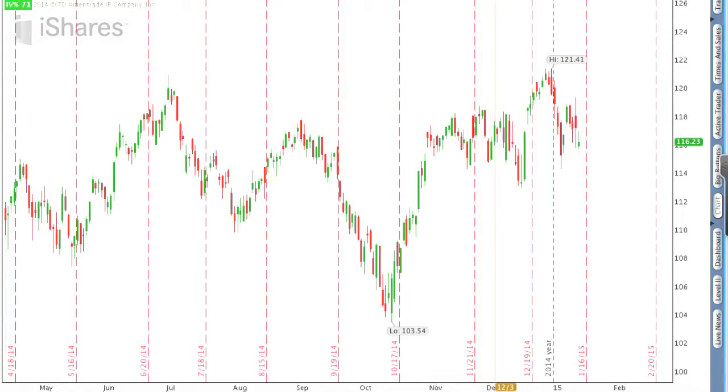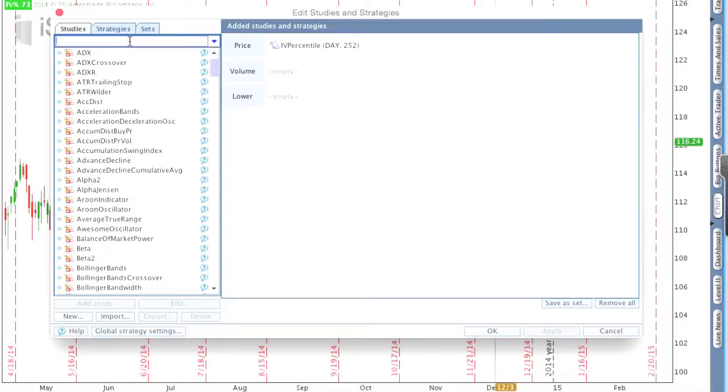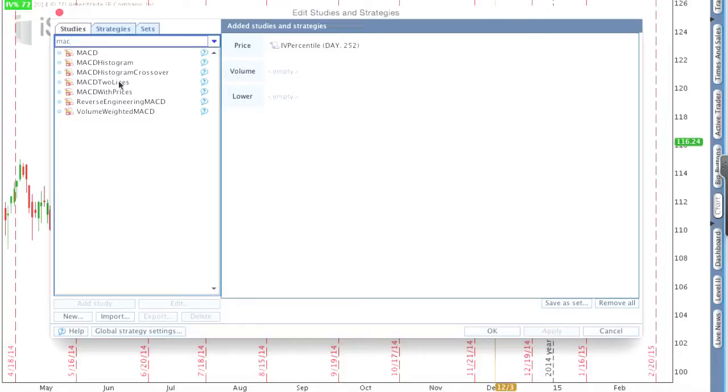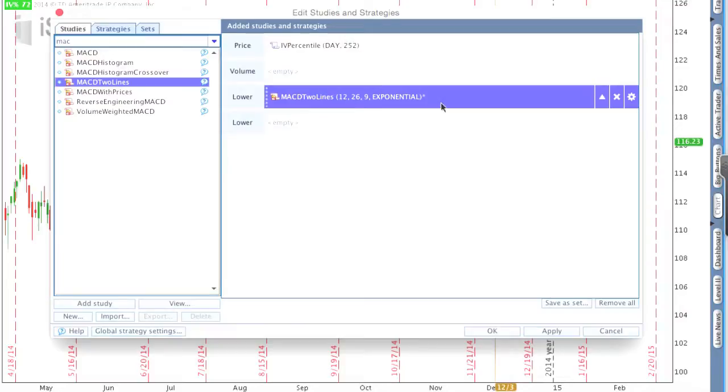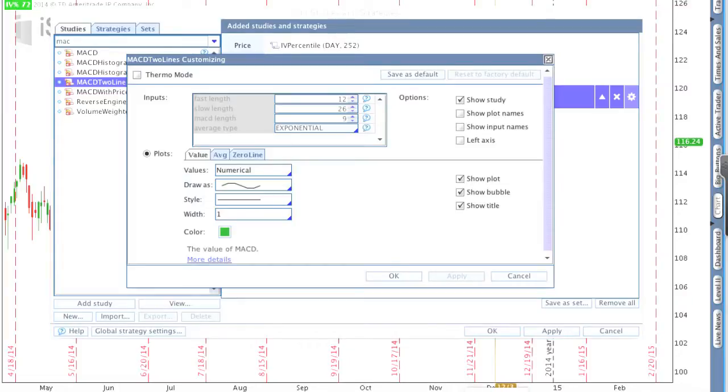So what I want to do first is go up to where it says studies and edit studies. You can see there are no studies on here right now, but I'm going to add a study. On the left, I'm going to search for the first one, which is MACD. I want to use MACD 2 lines. There are a bunch of different ones you can use: histogram, crossover, 2 lines, just regular MACD, but I like to use 2 lines. Inside MACD, there are a couple of different settings. The first is the fast length, which is currently at 12, and I want to change that to 15. That's the first change I'm going to make.